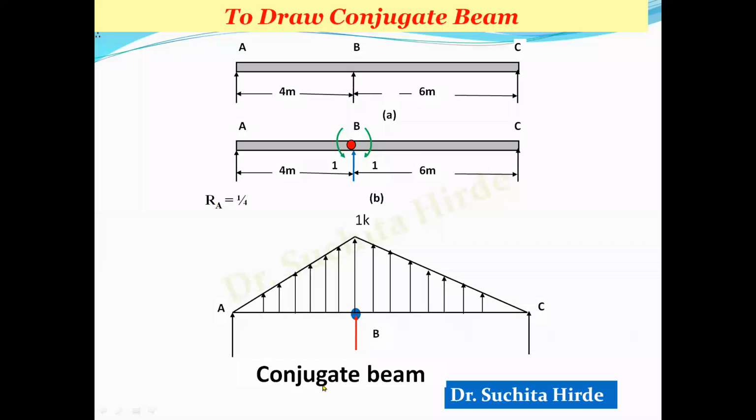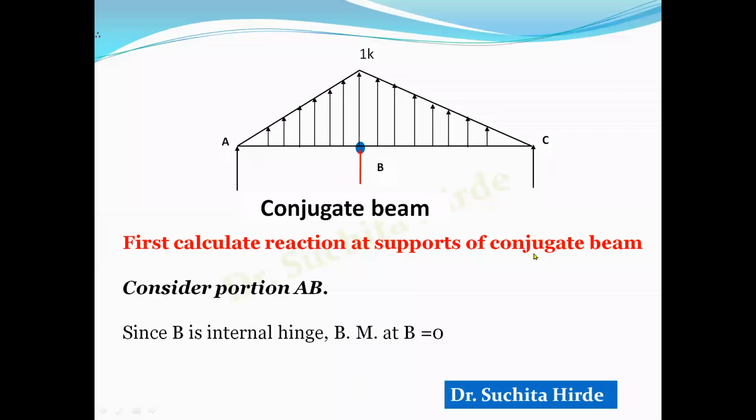So once you draw the conjugate beam, you know that you have to write the general equation of bending moment at any section, because bending moment is deflection in the original beam and we are interested in drawing the deflection in the original beam. Therefore we will be writing the bending moment equation at any section for portion AB and for portion CB. But for writing the bending moment equation, first of all, we have to calculate reactions at the support of the conjugate beam. So here we have three reactions, RA, RB and RC.